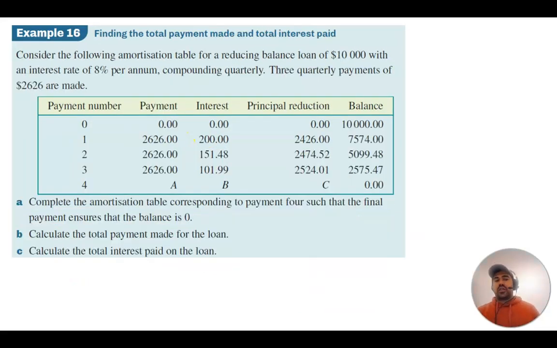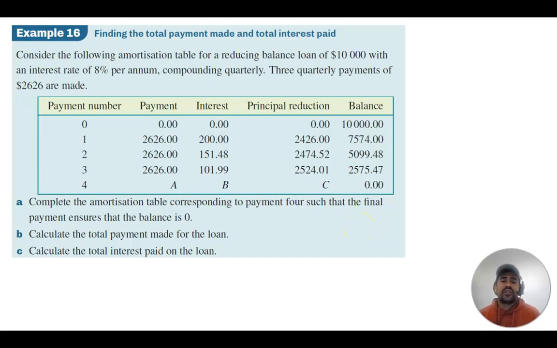Example 16, we're going to consider the following amortization table. This is for a reducing balance loan of $10,000, interest rate of 8% per annum, compounding quarterly. So we've got to change that 8% just a little bit. Three quarterly payments of $2,626 have been made, and we want to look into what this last quarter payment will need to be for the payment, the interest, and the principal reduction, so we can get this balance of $2,575 down to $0.